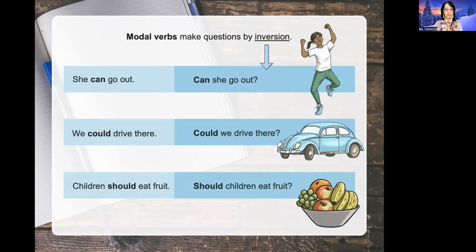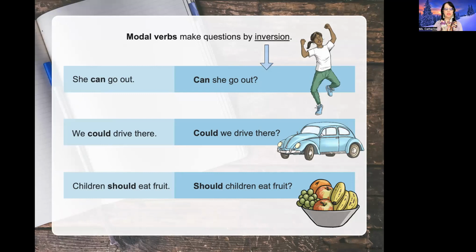Now, which verbs are the modal verbs? That's right. Can, could, and should. Now, in each sentence, which is the main verb? Go, okay? Can is expressing the main verb, go. What about we could drive there? What is the main verb here? That's right, drive. And what's the modal verb? Could. So could is expressing drive, the main verb.